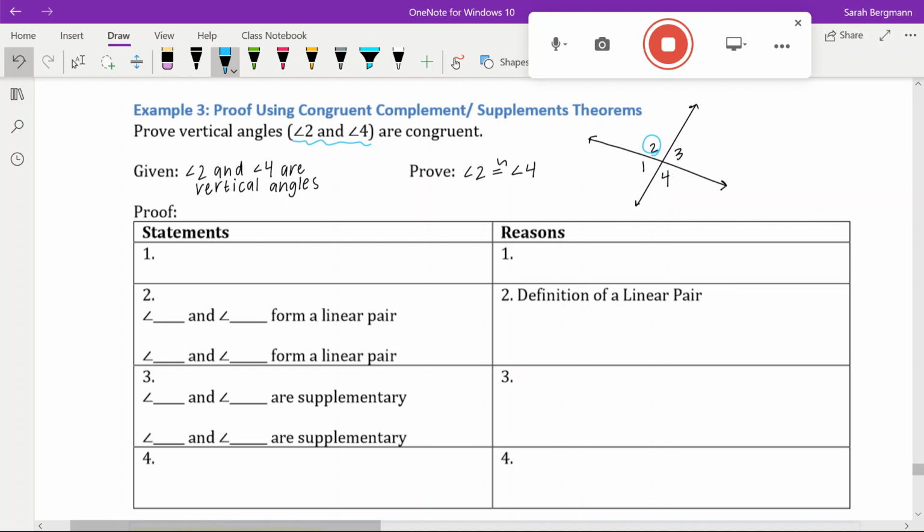I know the definition of vertical angles from chapter 1. So I'm given that angle 2 and 4 are vertical angles, and I'm trying to prove that angle 2 is congruent to angle 4. In order to write this proof, I know that the first thing I need to write is the given statement. So I'll go ahead and write down angle 2 and angle 4 are vertical angles.